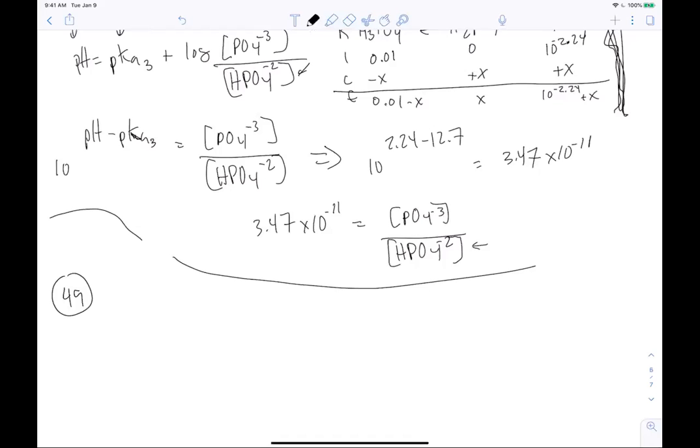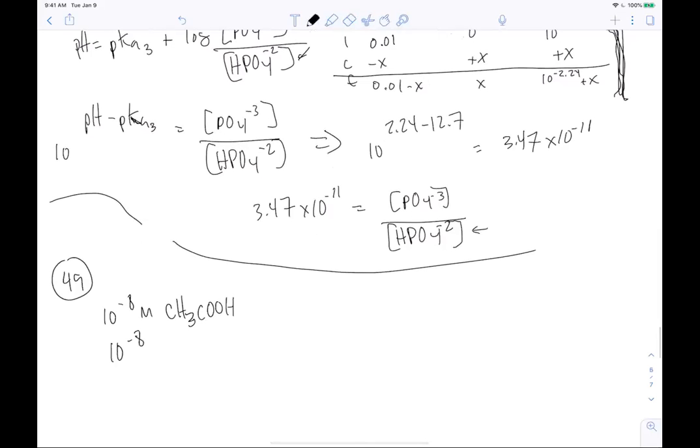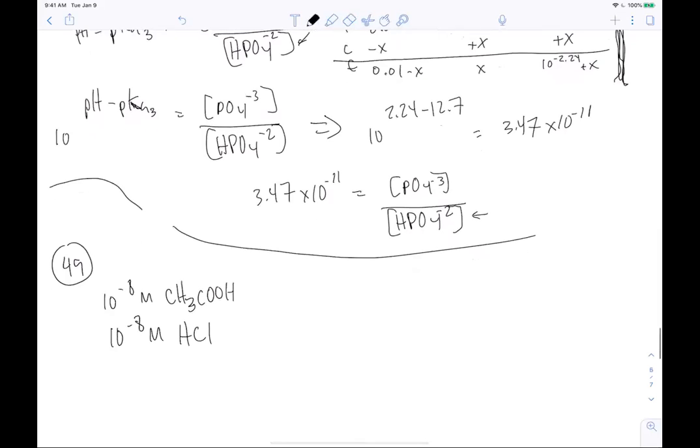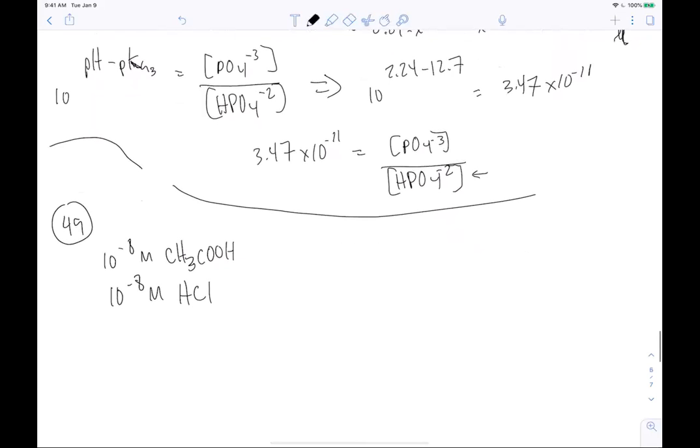Oh, good, something qualitative. All right, so 49 asks which of the following aqueous solutions gives a pH greater than 7? And then it gives you a list of things. It says 10 to the minus 8 molar this, 10 to the minus 8 molar this. Basically none of the above.